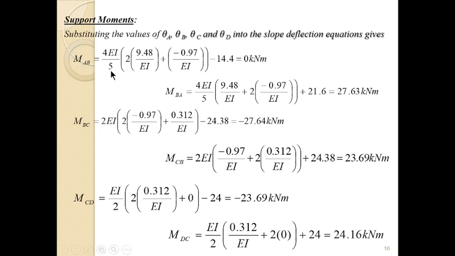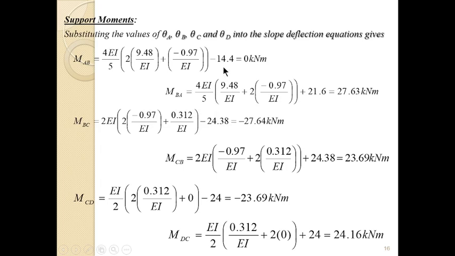So we go back to the moment equation that we had derived and substitute all of them. For this MAB, this is theta A, and this is theta B, and it gives us this. For MBA, this is theta A and theta B. It gives us this. For this, this is theta B, this is theta C, and it gives us this. For this MCB, this is theta B, and this is theta C. For MCD, this is theta C and theta D, which is 0. And so by now doing so, we are able to find all the support moments.